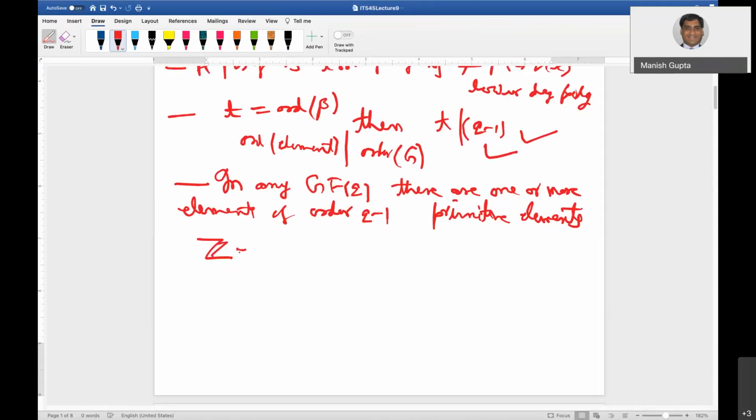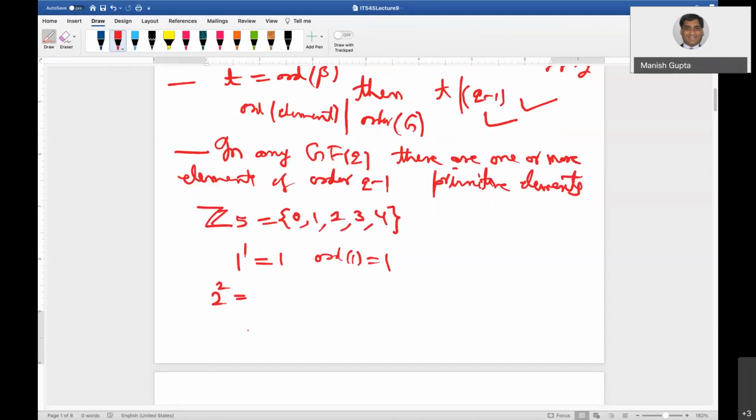Our field is the integers modulo 5, so the elements are 0, 1, 2, 3 and 4. 1 raised to power 1 is 1, so the order of 1 is 1. 2 squared is 4, fine. 2 cubed is 8 modulo 5, which is 3. 2 raised to power 4 is 16, so this is 1. So the order of 2 is 4.